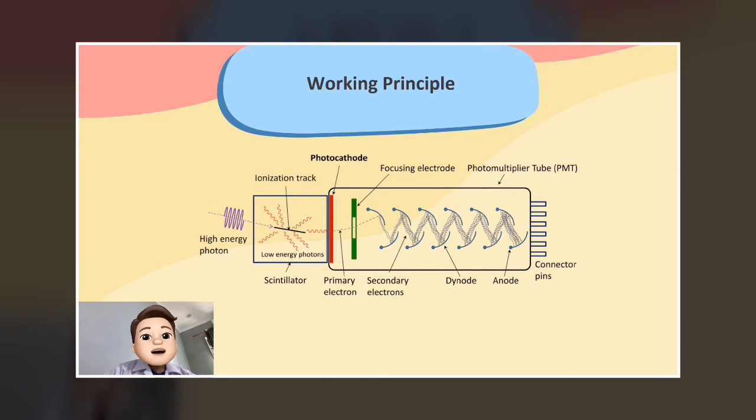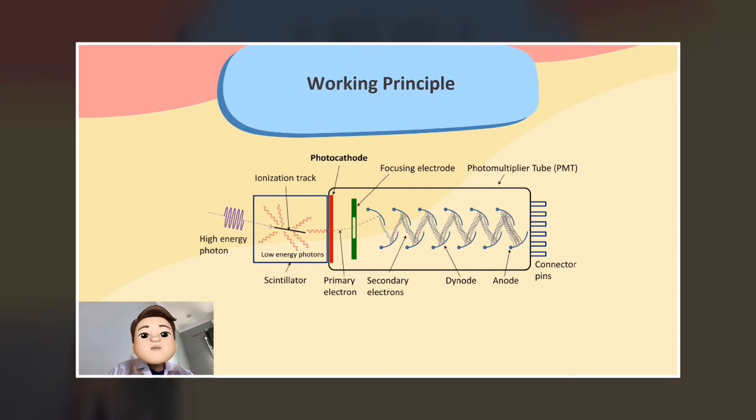So what is the impact of this electron on the first dynode? The impact of one electron on the dynode releases several secondary electrons that are accelerated to strike the second dynode. Then the impact on each successive dynode releases more electrons, so there is an amplifying effect at each dynode stage. Finally, the resulting output signal at the anode is in the form of measurable pulses for each photon.